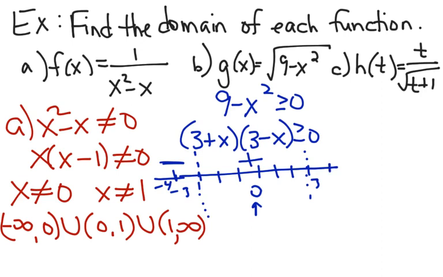And how about if I try a number that's off to the right of 3, like 4? 3 plus 4 is 7, 3 minus 4 is -1. You're going to get a negative, which is not greater than 0. So where does this domain exist? This domain exists between 3 and -3. Or you can write it like this.